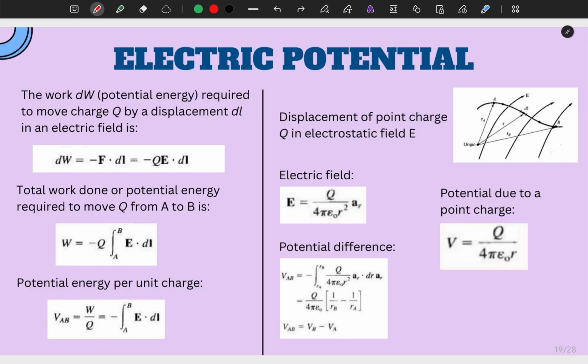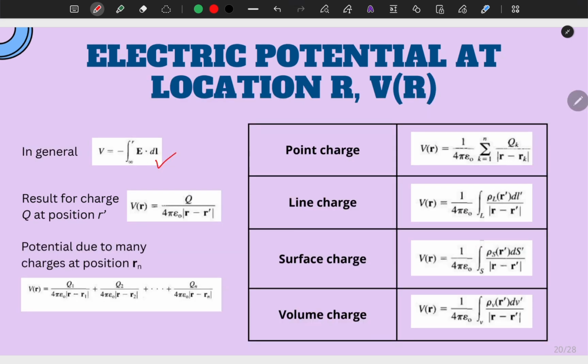Electric potential is defined as potential energy per unit charge. It represents the work done in moving a charge in an electric field. Electric potential is measured in volts. This is the general equation for electric potential at location R. Electric potential at location R also has charge distribution such as point charge, line charge, surface charge, and also volume charge.